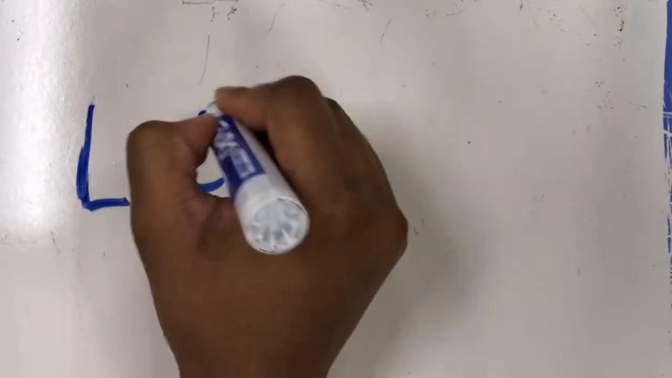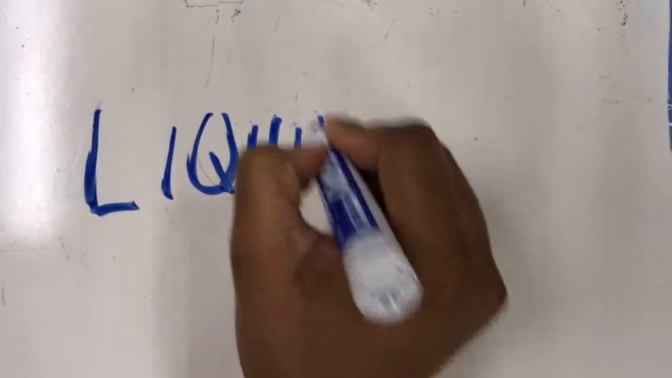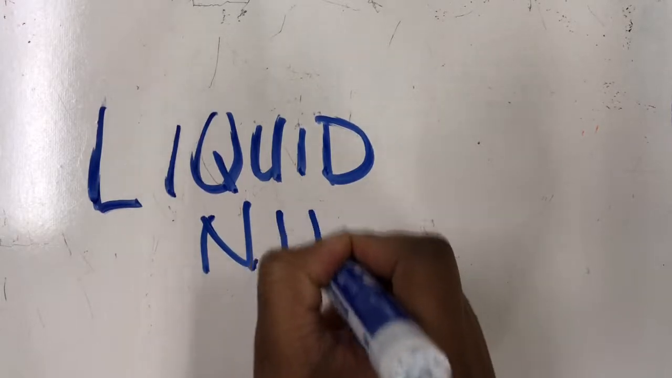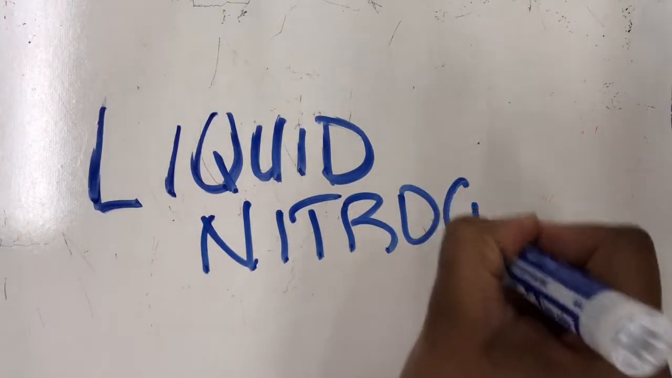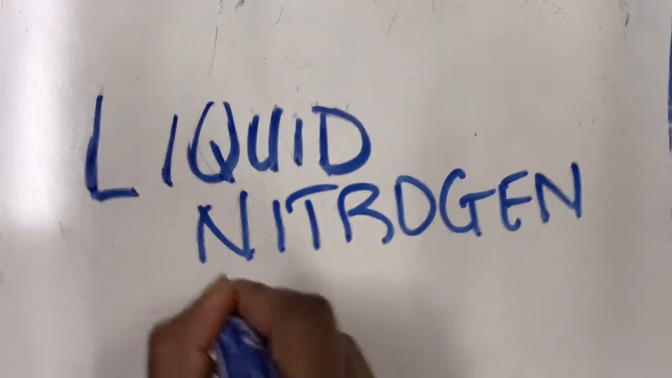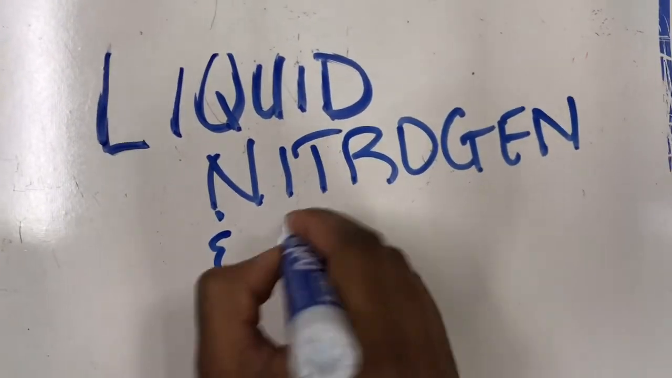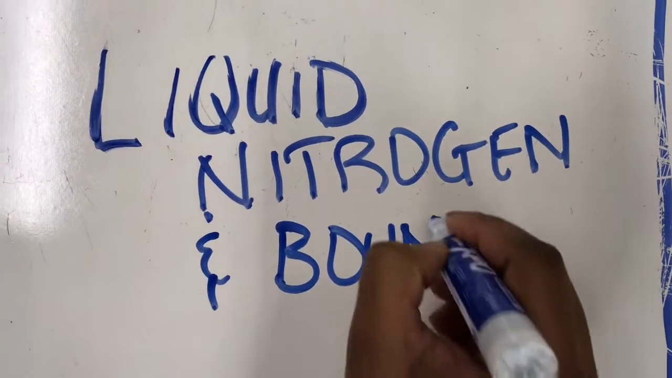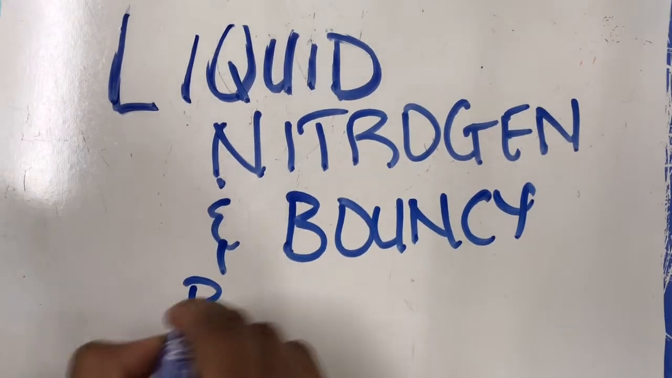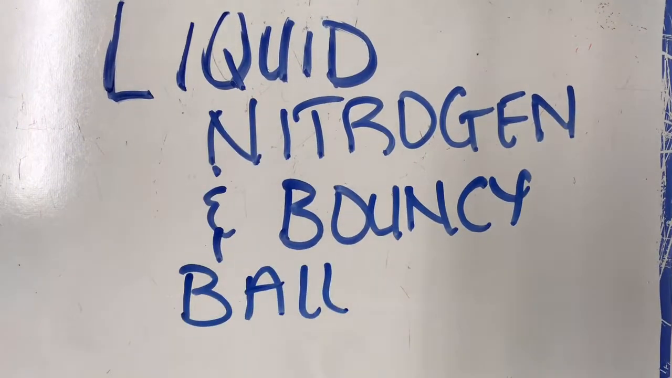We also placed a rubber bouncy ball in the nitrogen for about 10 seconds for the first time. We took it out and the ball was still a little bouncy, so we tried it again and placed it in the nitrogen for about 20 to 25 seconds this time. And when we took it out and tried to bounce it, it shattered like glass.